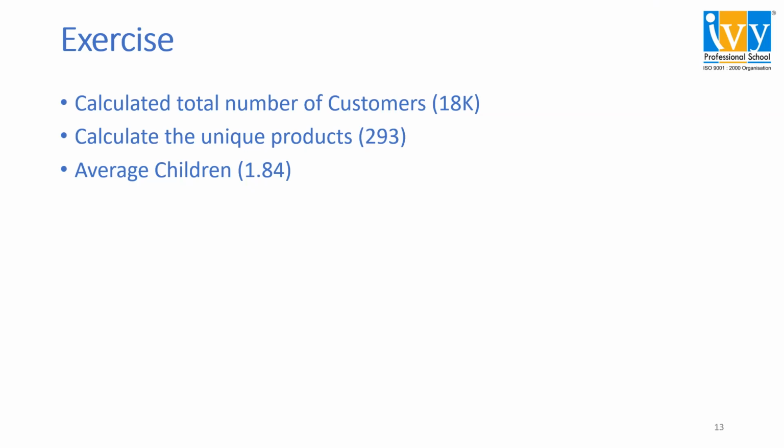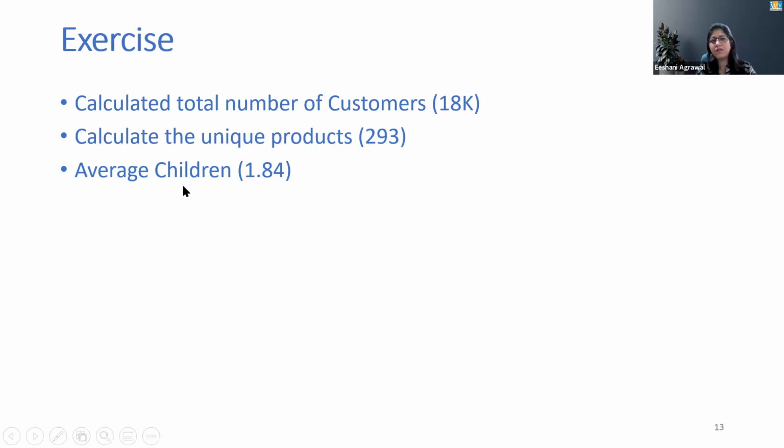I understood how to create the deck, but in which table should I create it? I'm just a little bit confused. For example, total number of customers. This is customer information. We have a table on customers, so ideally it should be there. Similarly, calculate the unique number of products. Where is it appropriate to keep it? AW products, the product table, correct. Average children, where would you find it? In the customer table.